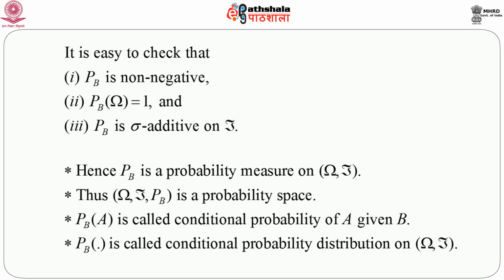Now, everything is coming from omega, F. So P_B is a probability measure on omega, F. Naturally, omega, script F, P_B is also a probability space, and P_B of A is called the conditional probability of A given B. P_B of any set, denoted by dot, is called the conditional probability distribution on omega, script F, because whenever we have probabilities of a number of sets on a particular measurable space, we can easily define the probability distribution on that space, and since we are dealing with conditional probability in this case, we can easily define the conditional probability distribution.